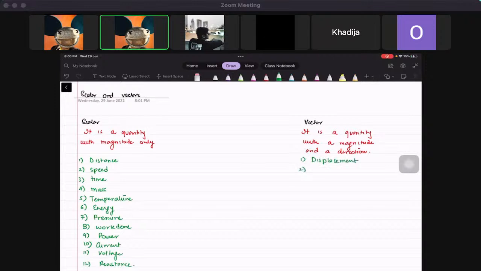displacement is a vector, velocity, acceleration, force, moment, momentum, and impulse is also a vector. If you have any questions, please let me know, okay?